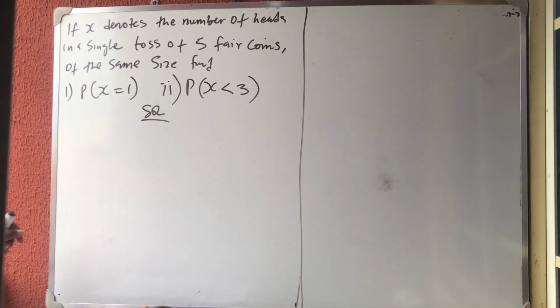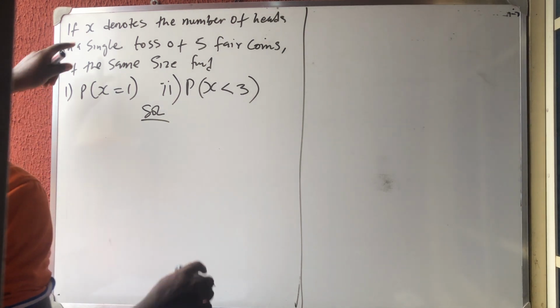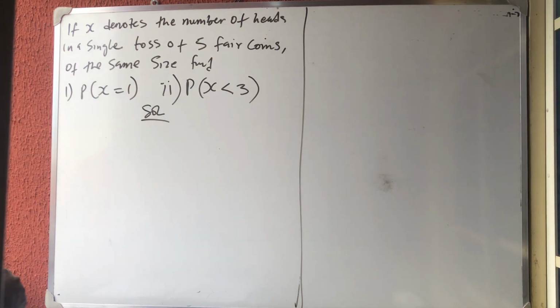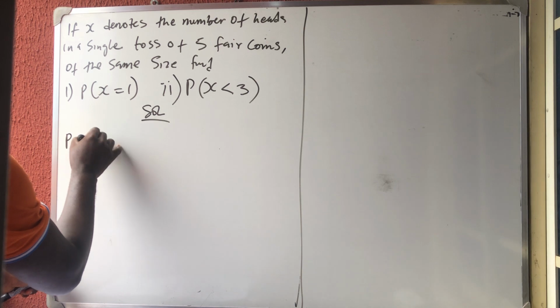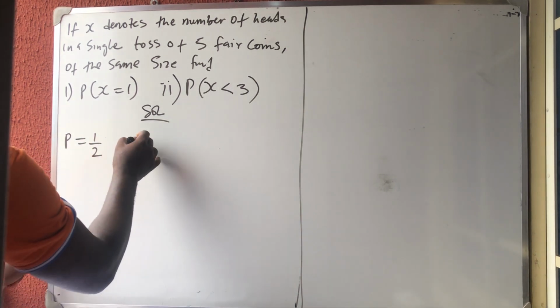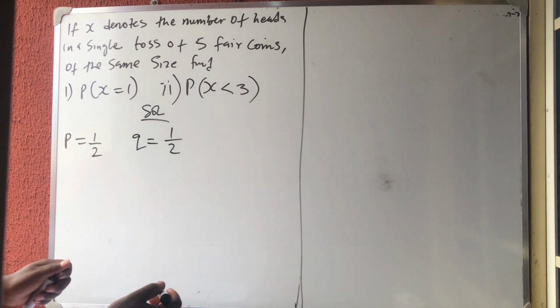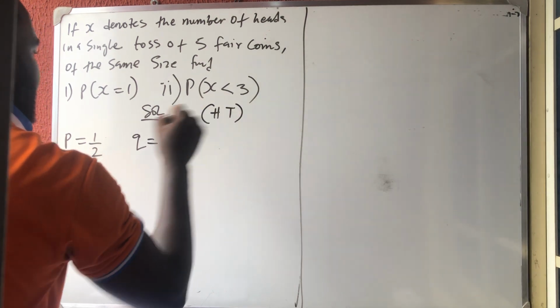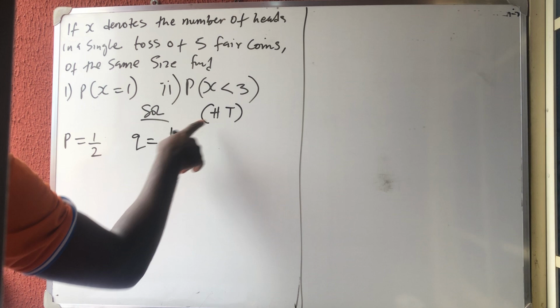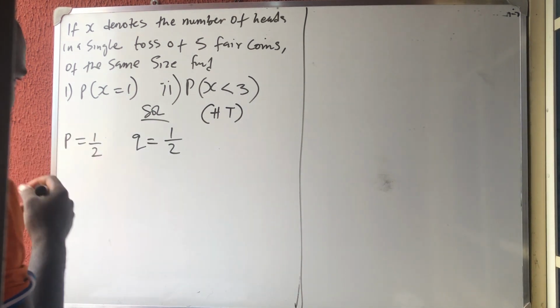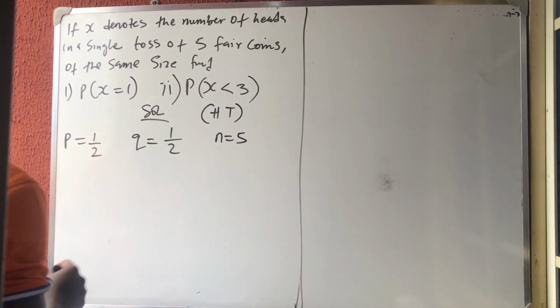Okay, so this is very, very simple. Now, you know, when you throw a coin, you are going to get either a head or a tail. So they say that x denotes the number of heads in a single toss of 5 fair coins of the same size. So the probability P is 1/2, because this is the probability of getting a head. So Q will now be, if you don't get a head, you get a tail, and the probability of getting a tail is simply 1/2 again. Because the only thing we can get is either a head or a tail, and the probability of getting a head is 1/2. So Q will be the probability of getting a tail, because that is the only outcome that we can get in throwing a coin. But the number of coins we are throwing is now 5, not just 1. We are throwing 5 coins.